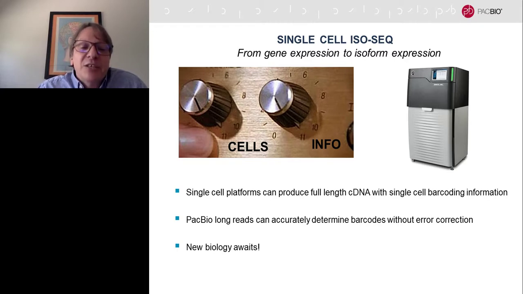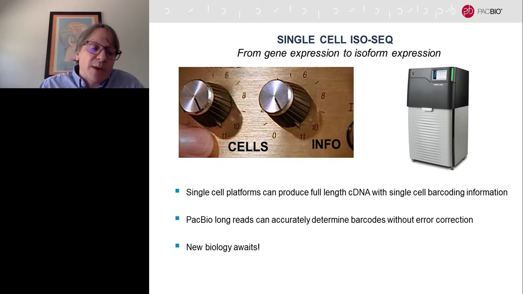Any of these platforms that can generate a full-length cDNA and contain the barcoding information can be applied to PacBio. So these are traditionally where they have the information during reverse transcription and a template switch oligo. And these can be done, and you can also divide the library and do some reading on short reads and some on long reads. And we can determine the barcodes quite accurately directly out of our instrument without cheating off of the Illumina barcodes. And I'll say that it seems like we're just starting to scratch the surface of the cool experiments that you can do with this kind of idea.